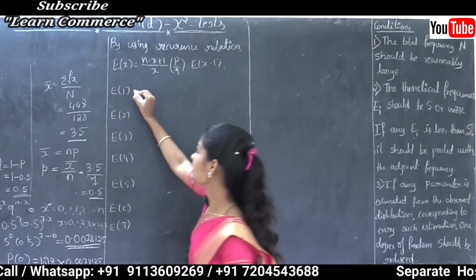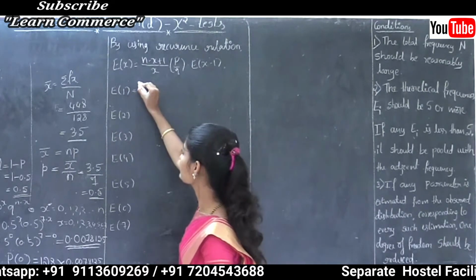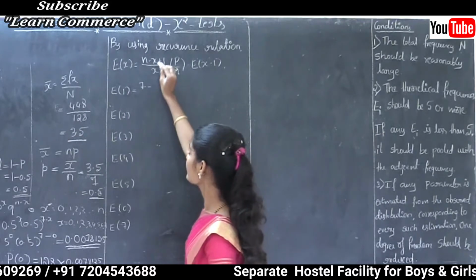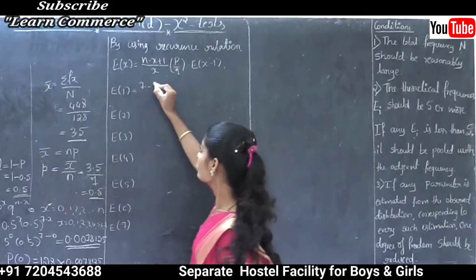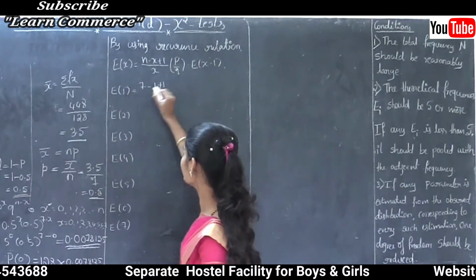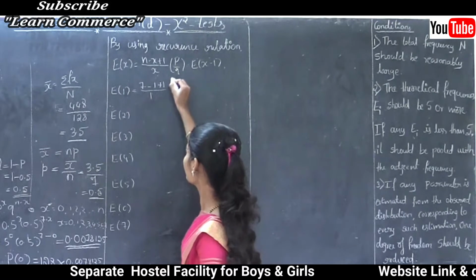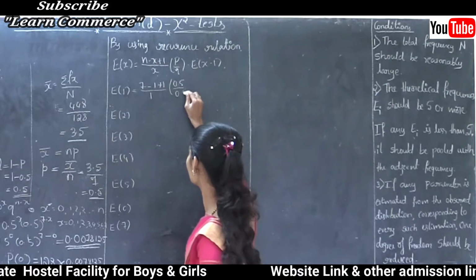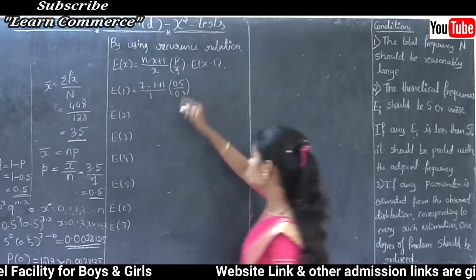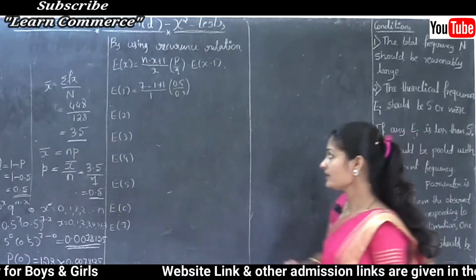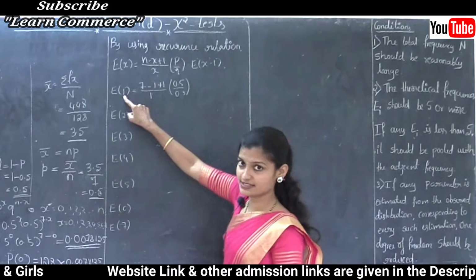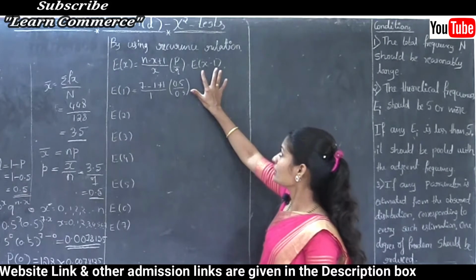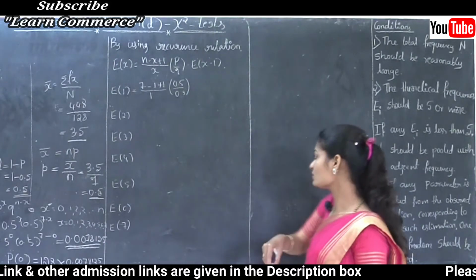So here, what is E of 1? See here, n is 7, that is given in the question. So n minus x plus 1, in the place of x here 1 is there, so 1 plus 1 divided by 1, into P by Q, that is 0.5 divided by 0.5, into E of x minus 1. See here, in the place of x, 1 is there, so 1 minus 1 is 0, so here we need to substitute the E of 0 value. I hope you understood that.